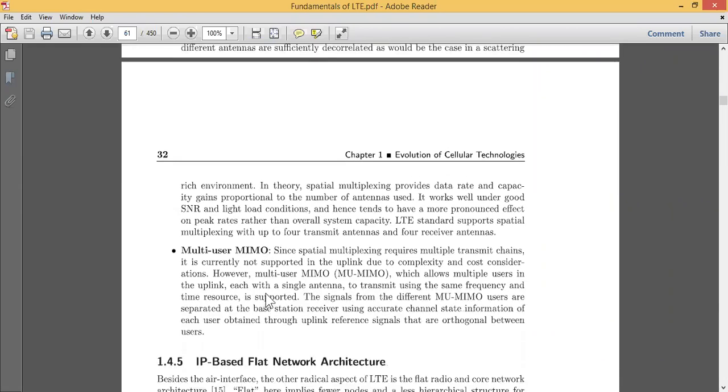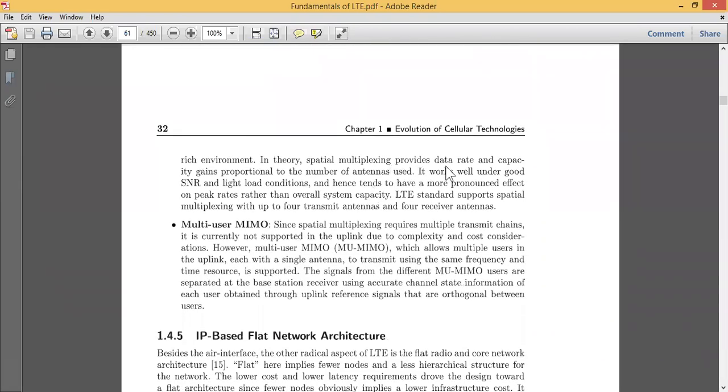Theoretically, spatial multiplexing provides data rate and capacity gain proportional to the number of antennas. It means that if the number of antennas is larger, you may have a very good data rate and a good capacity. Proportional means the number of antennas is proportional to the gain: the more the antennas, the better the gain, the better the capacity, the higher the data rate, right?